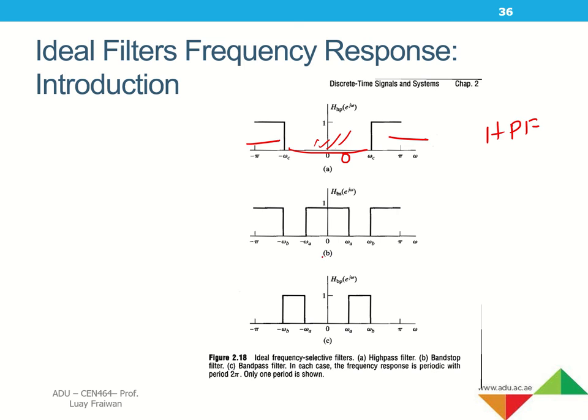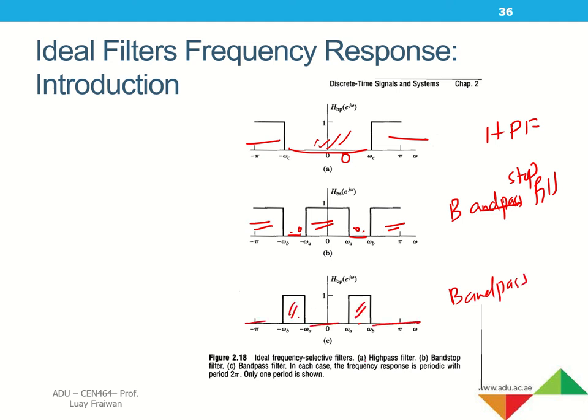And this is a band pass filter, where only these frequency bands will be passed and the rest, which are zeros, will be stopped. This is called a band stop filter, where only these frequencies will be stopped, and this is band pass, where these frequencies will be passed and all the rest will be stopped. So from the plot of the frequency response of the filters we can determine the characteristics of the filter.